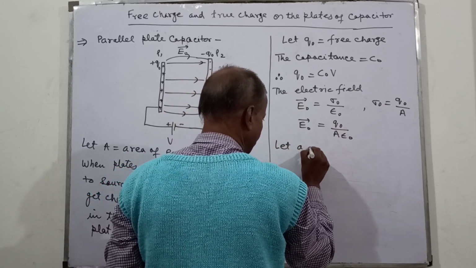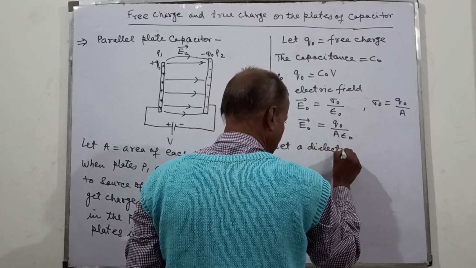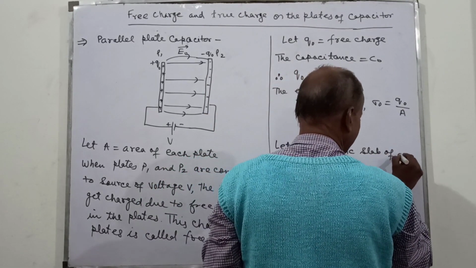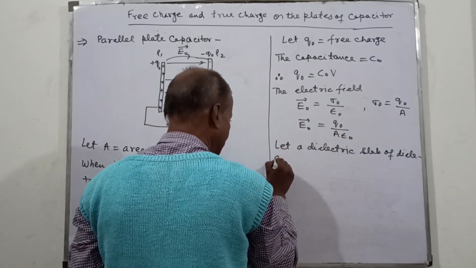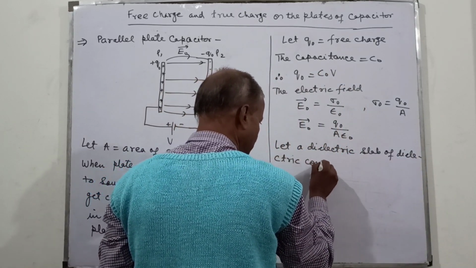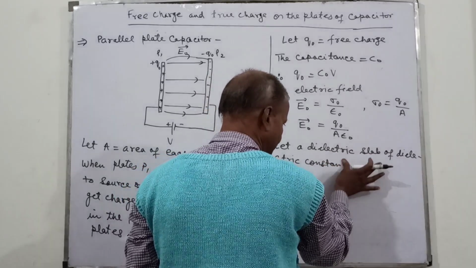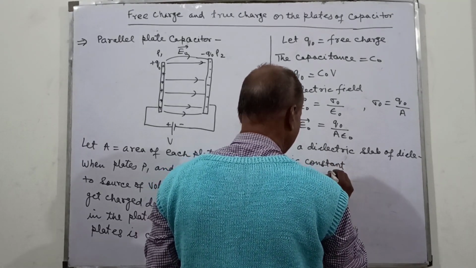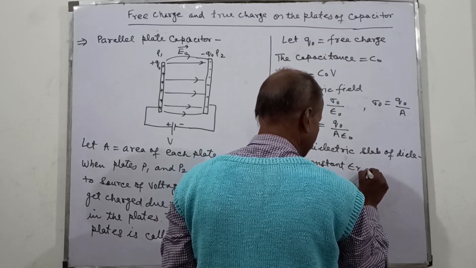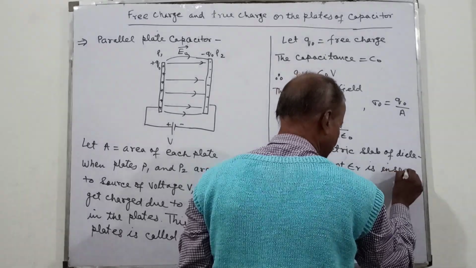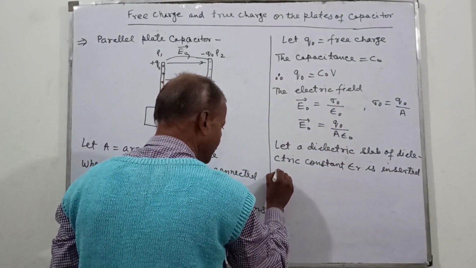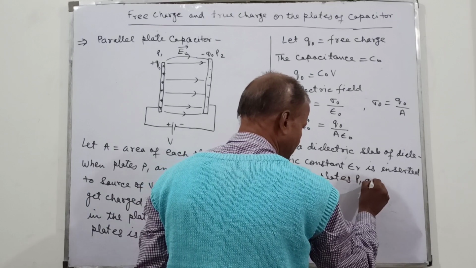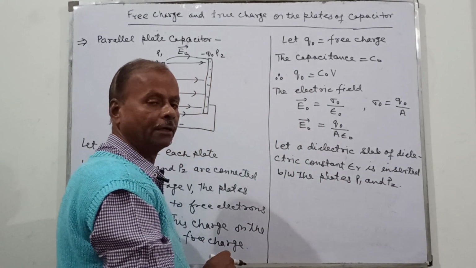Let a dielectric slab of dielectric constant epsilon r be inserted between the plates P1 and P2. Now let us see then what will happen.